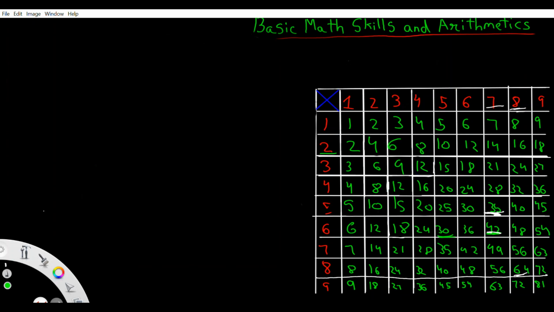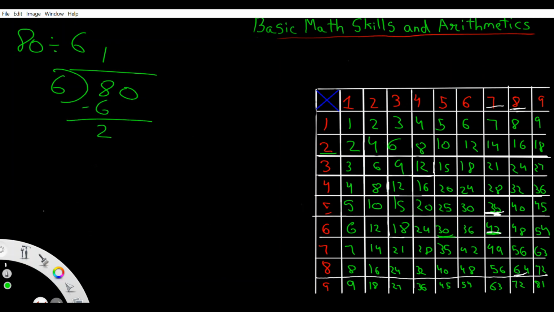Now, how do you encounter a problem like 80 divided by 6? What we do is we do long division, and the closest multiple of 6 to 8 is just 6. So 6 times 1 is 6, and we bring down the 0, and the closest multiple of 6 to 20 is 18, and 6 times 3 is 18.